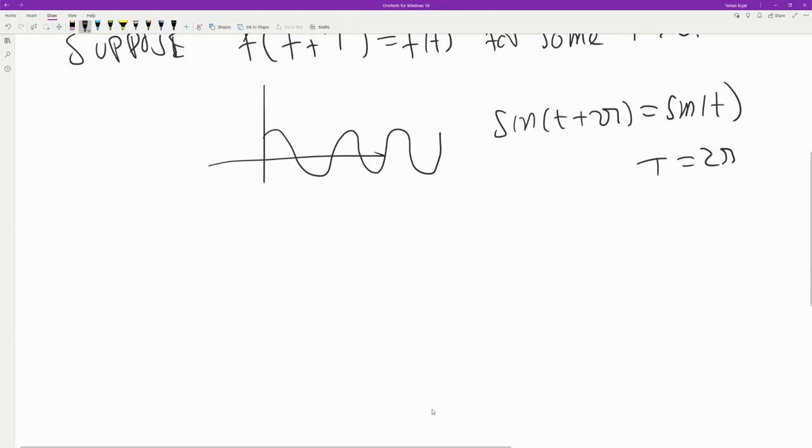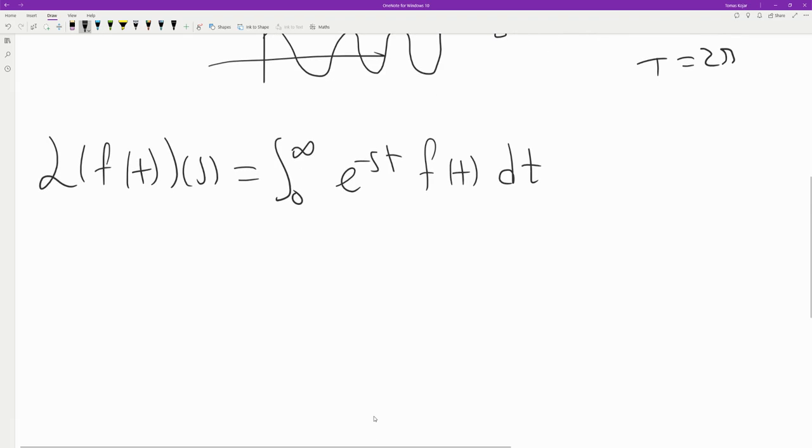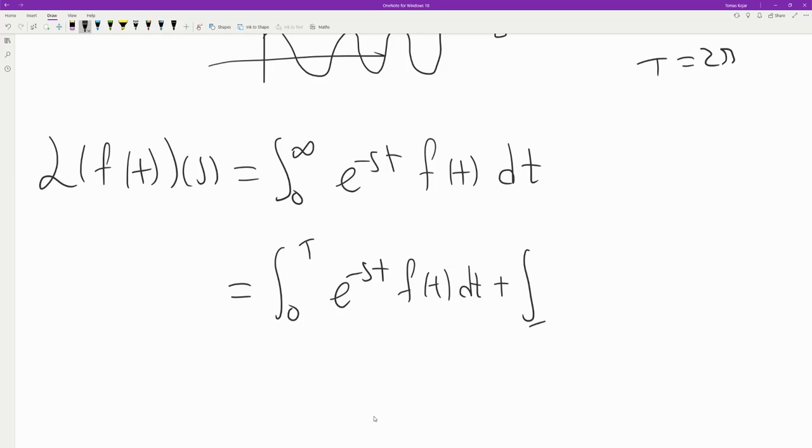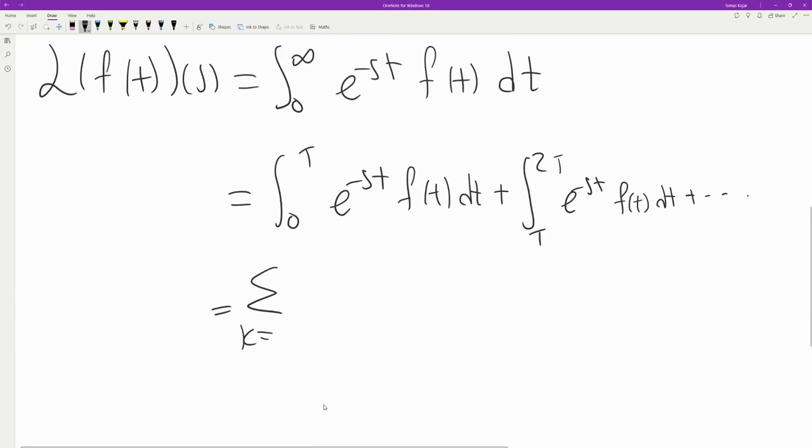Okay, so let's find its Laplace transform. So this is in your book as well. e to the minus s t. Okay, so we have to capitalize on the fact that the function is periodic. So we split into the periods. Okay, that's step one. Let me write it in summation form.